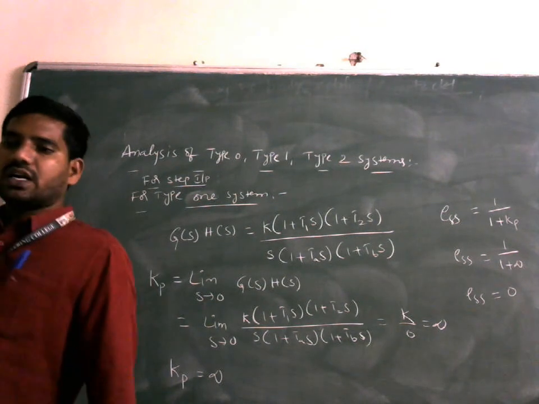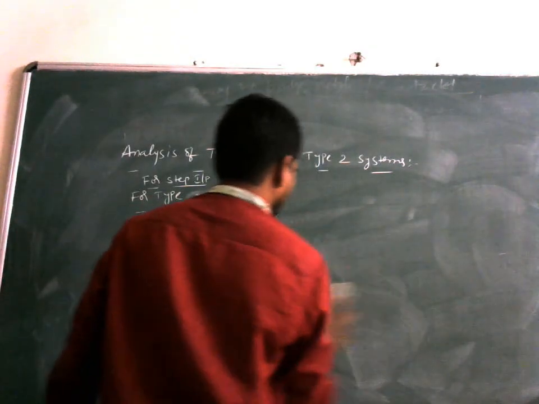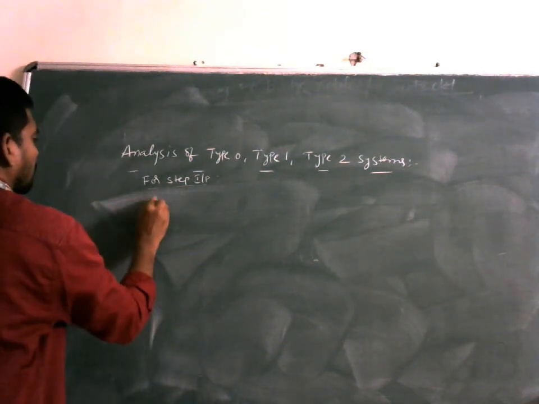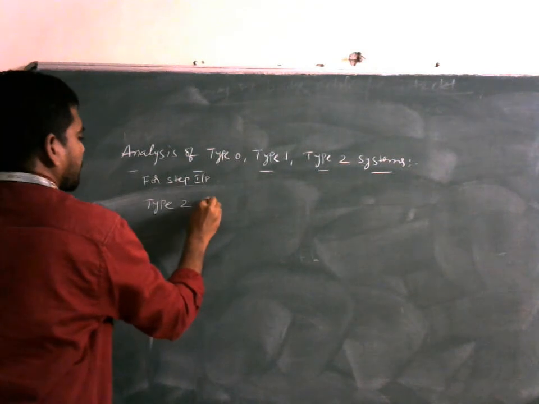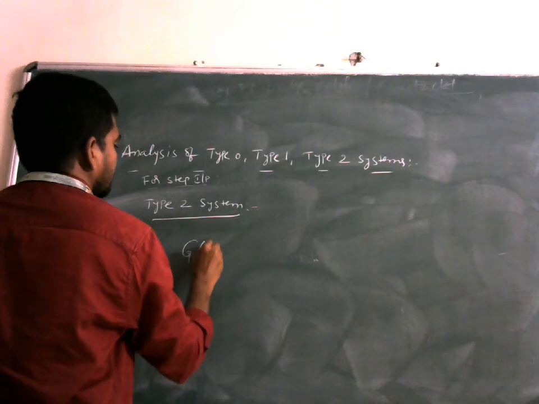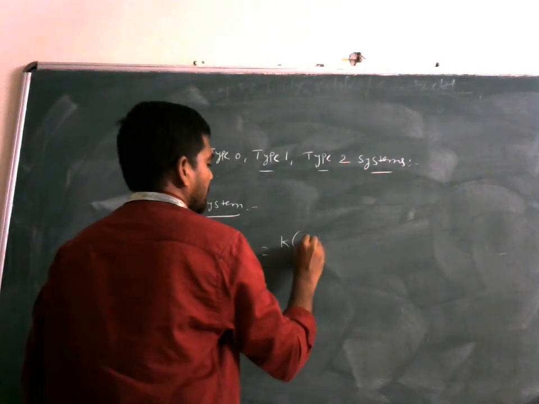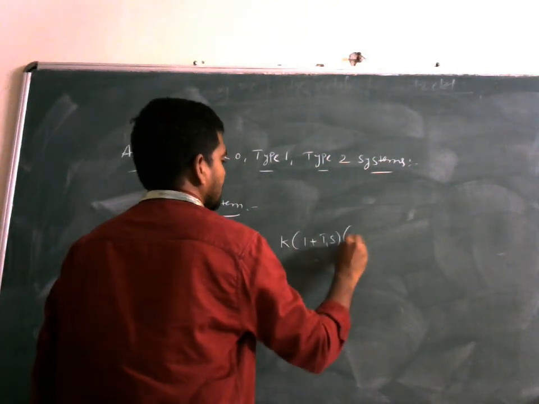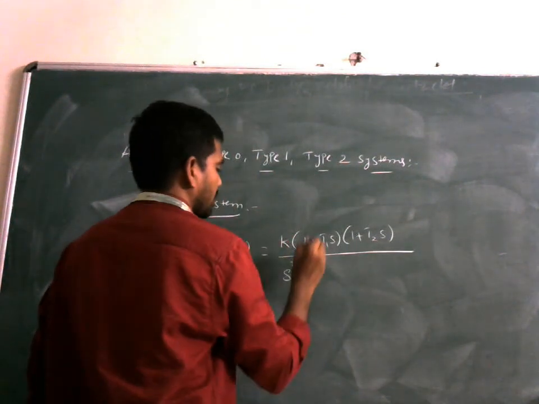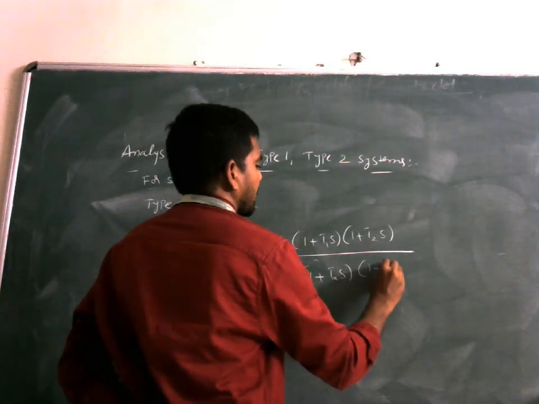Similarly, we can do it for a type 2 system. This is how we are going to do it for type 2. For a type 2 system, what will be happening? That means G(s)H(s) is equal to K(1 + T1 s)(1 + T2 s) whole divided by, what? s square we are going to get, that is (1 + Ta s)(1 + Tb s).